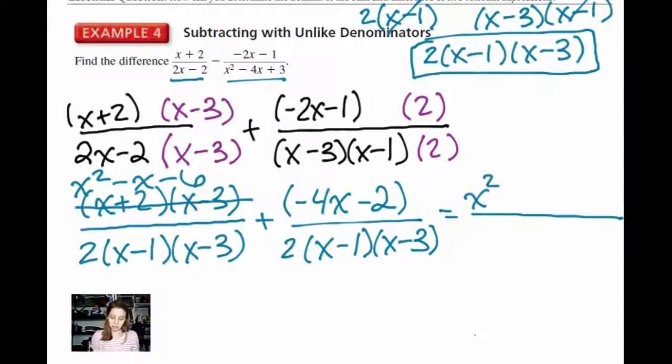x squared. Oh my goodness. Almost a huge mistake. You are not adding these. We are subtracting. So this is really minus a negative 4x, which becomes plus 4x. So that's really 3x. Right? Negative x minus a negative 4x is positive 3x. Negative 6 minus a negative 2 is really negative 6 plus 2 is negative 4. Denominator stays in factored form.